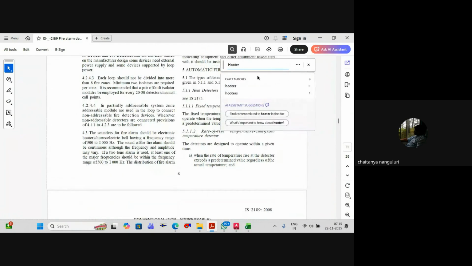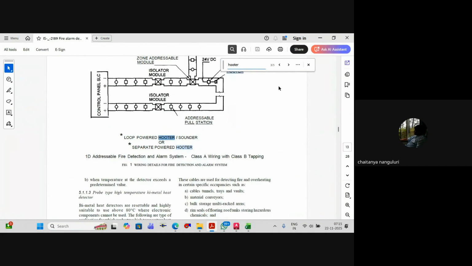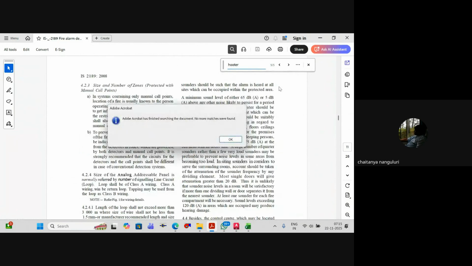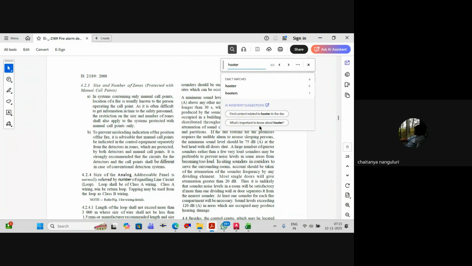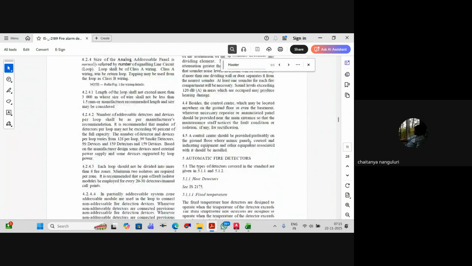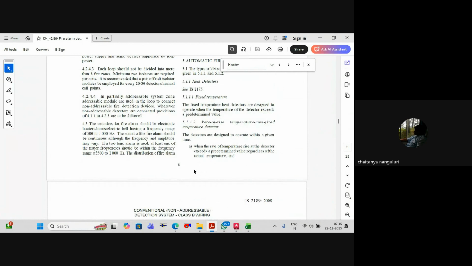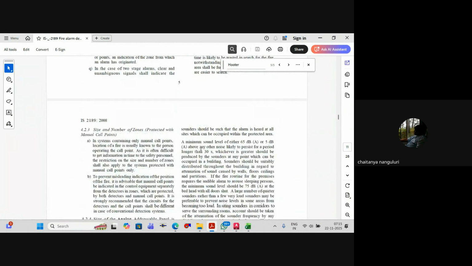Yesterday I just explained the components. Today we're going to have a discussion on this one. There is a particular clause on dB noise level. Yeah, you can see it. The sounders of fire alarm should be electronic, and these are the frequencies with which it makes the sound, 100 to 1000 hertz. But the distribution is really important. A minimum sound level of 65 decibels.